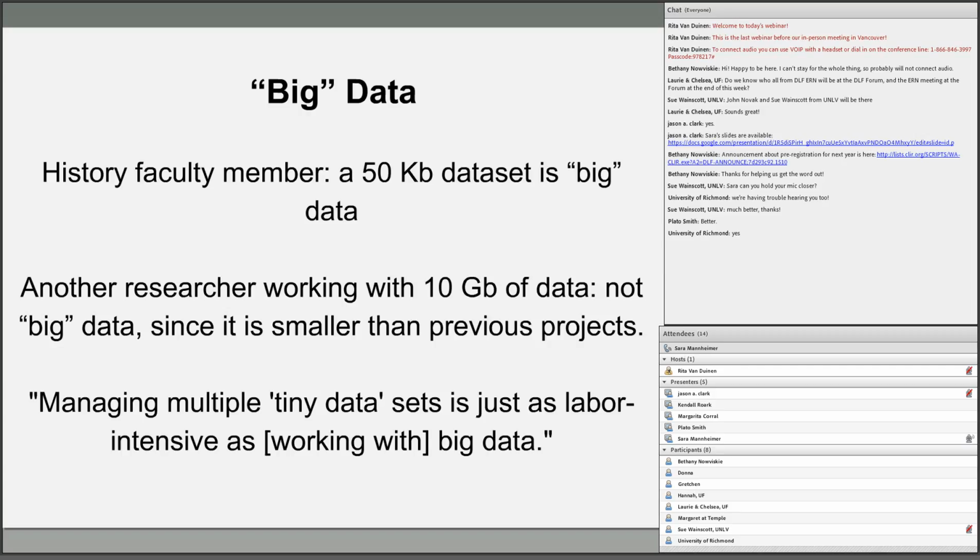Another researcher who's working with 10 gigs of data said it's not big data because it's much smaller than his previous project. And then a third researcher said that managing multiple tiny data sets can be just as labor intensive as working with big data. So there's no consensus on this term. And a quote that I heard at RDAP this year was, big data is data that is too big for you. And I think that was really what we heard from these researchers as well.